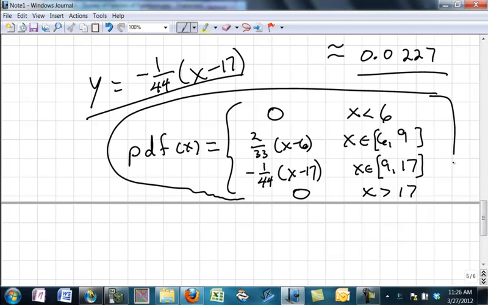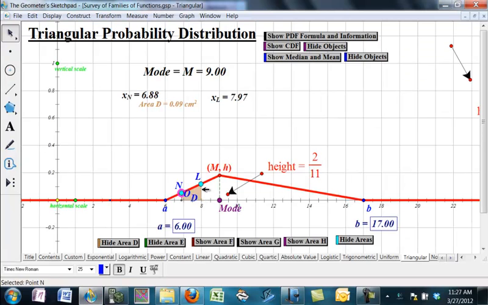Okay, so these two zero parts we don't really care about. It's this part in the middle, but this formula right here gives us the height at any point along here in this first piece. And the second formula is going to give you the height of any point along here in this piece. And that's going to be useful for us.